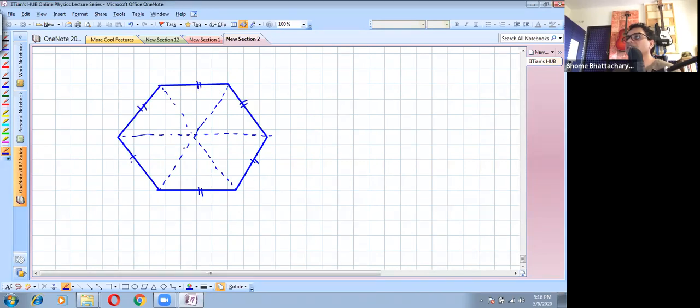So because these sides are equal, these angles are all equal. You are dividing 360 among 6 equal angles, so they are 60 degrees each. And now because this side is equal to this side, these angles also become equal. So each of these is an equilateral triangle. So now this is 60, this is 60, and so on.